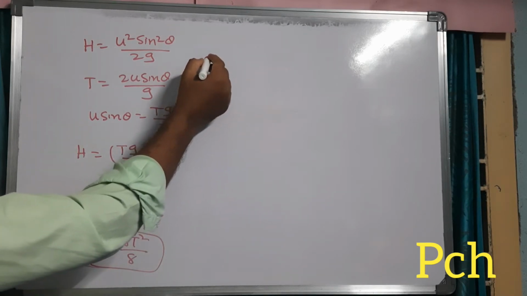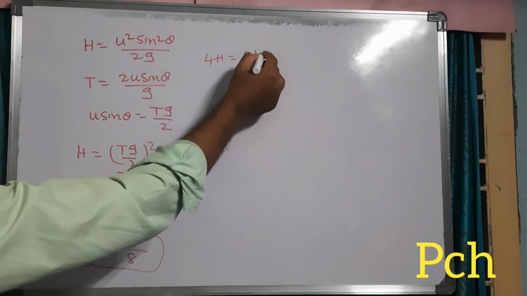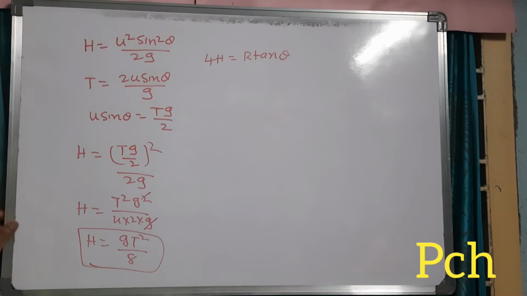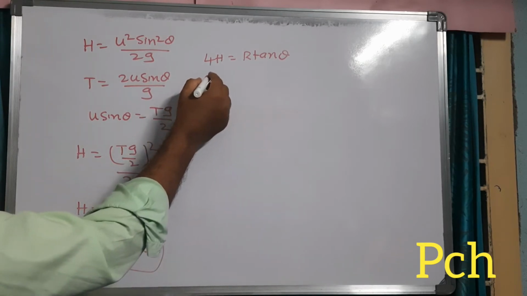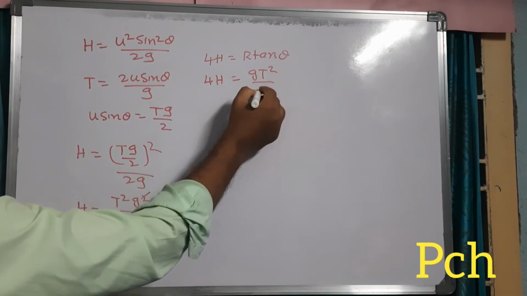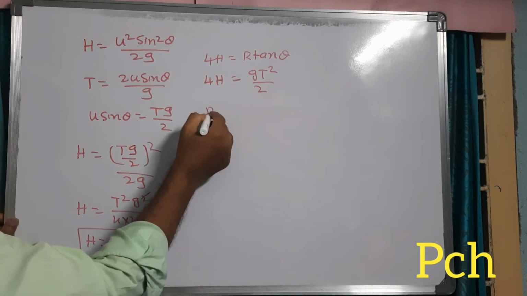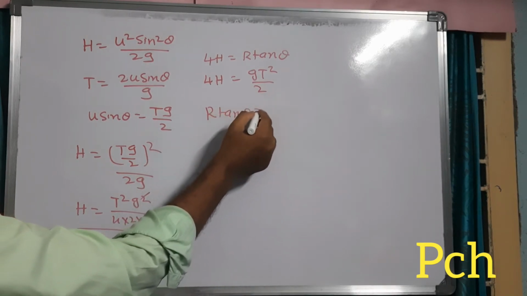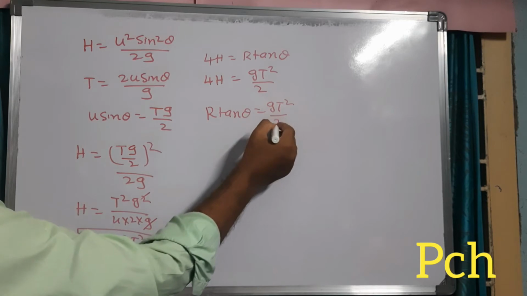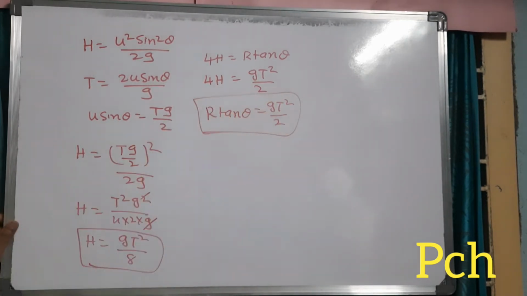As we know that 4h is equal to r tan theta. So here 4h is equal to g t square divided by 2 we can write. Then it will be r tan theta is equal to g t square divided by 2. So this is the relation between time of flight and range. This is the relation between time of flight and maximum height.